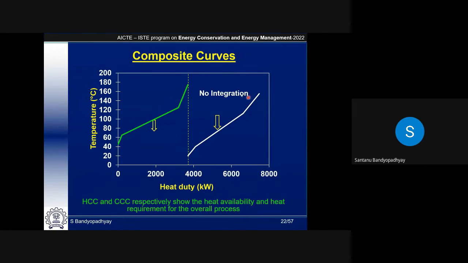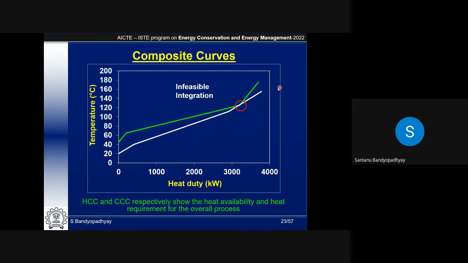Now, when I draw them too far apart, this is the extreme. The total heat available is 3700 and the total heat requirement is 3780. There is no integration because they are put really far apart. Now the question is, can I bring them very close, where the solution is 80? If I bring them too close, then this difference will be 80 because on this side there is no difference, 0. But the problem might come here, because you can see a little bit of green below white. That means you are transferring heat from a low temperature to a high temperature, which is not acceptable.